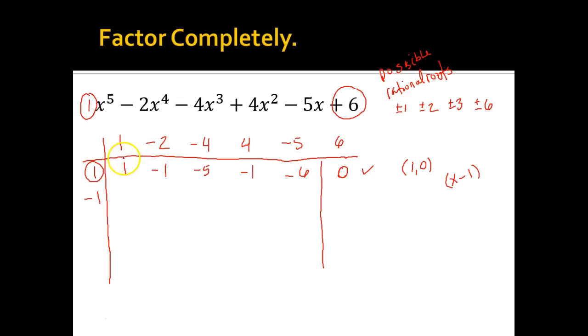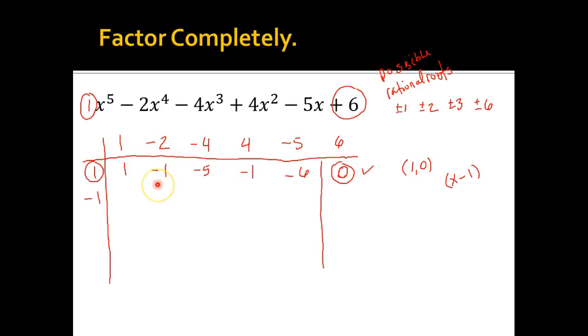Okay, this is the really cool thing. We did our synthetic division. We came up with a remainder of 0. That means that the numbers down here are part of another polynomial, a different polynomial that is a factor of this one, right? If we divide this by x minus 1, we get a new polynomial that's x to the 4th minus x to the 3rd power minus 5x squared, and so on and so forth.